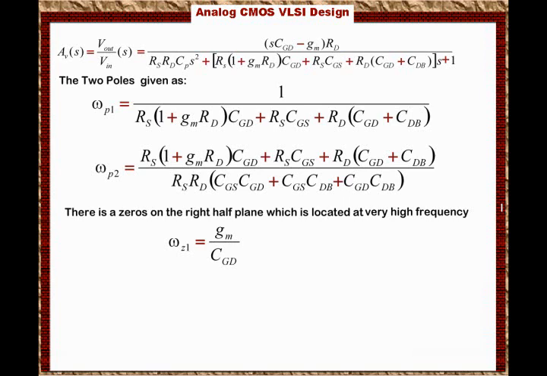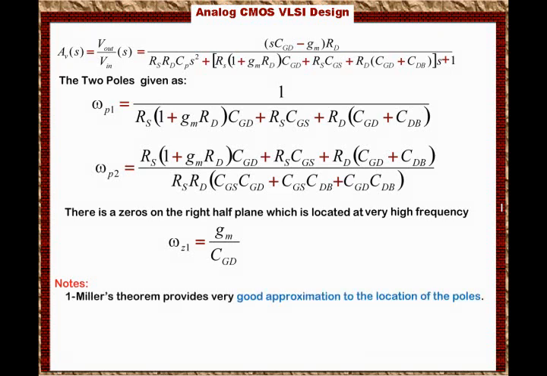These equations look a little bit scary, but they are trivial. Let me give you some notes about this transfer function, and we're going to compare it to the Miller theorem that we have used. The first thing to say is that Miller theorem provides a very good approximation to the location of the poles. If you evaluate omega P1 and omega P2 using Miller theorem or using this accurate transfer function derivation, you will come up with very close values. The locations of the poles are very close in value.